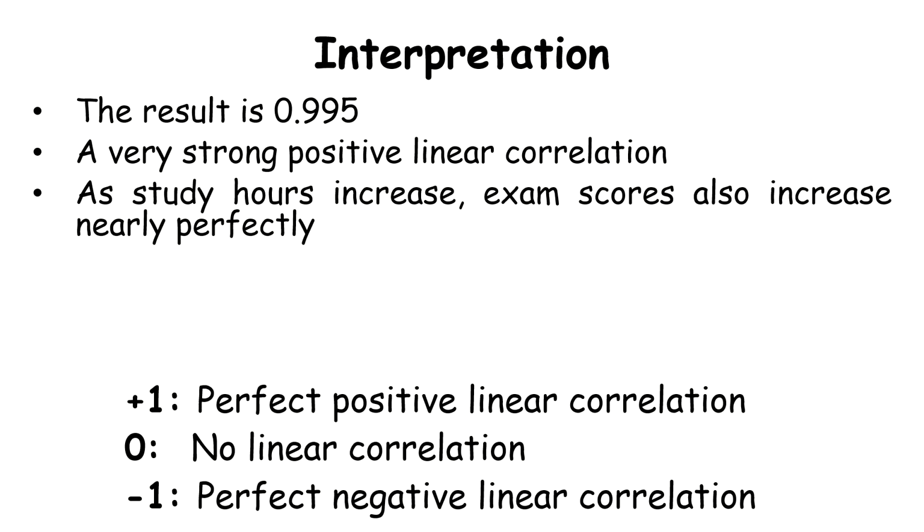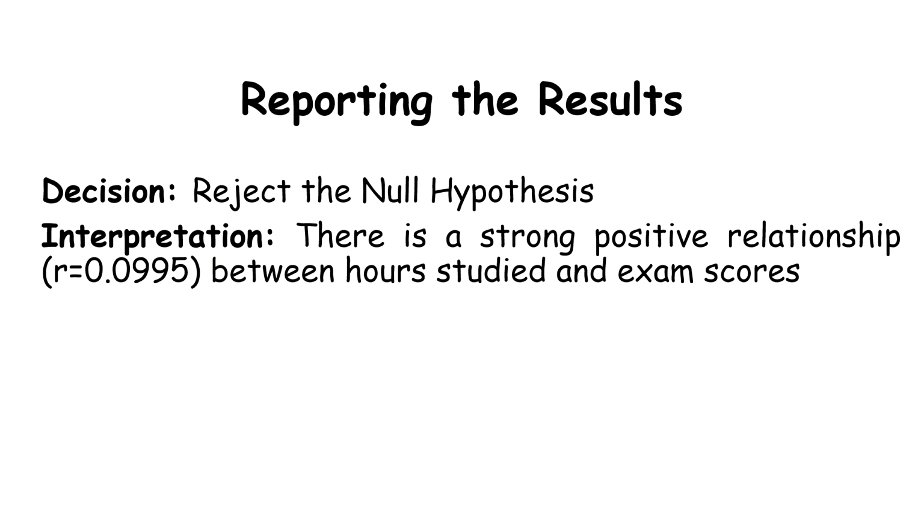So the Pearson's R shows how two variables are linearly related. In summary, you can calculate it step by step in Excel without any special tools. Our decision here is we reject the null hypothesis, because there is a strong positive relationship. A value close to +1 or -1 means a strong linear relationship. In our example, it shows a strong positive correlation, so more study equals higher scores.